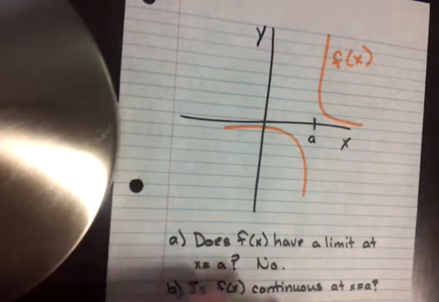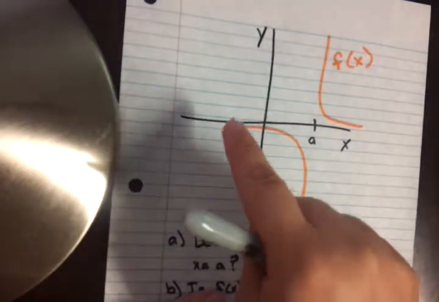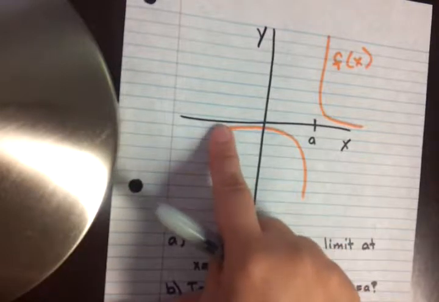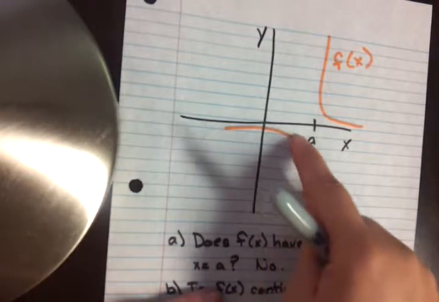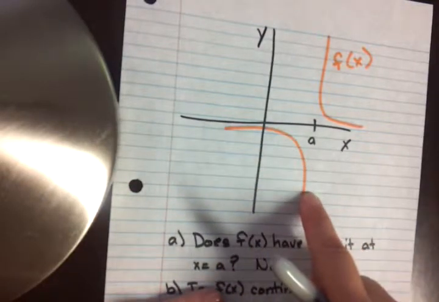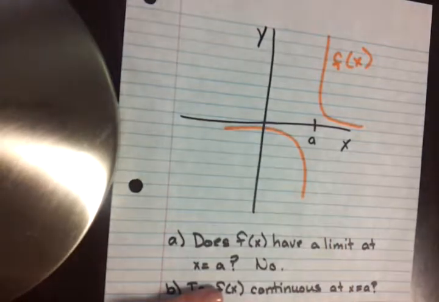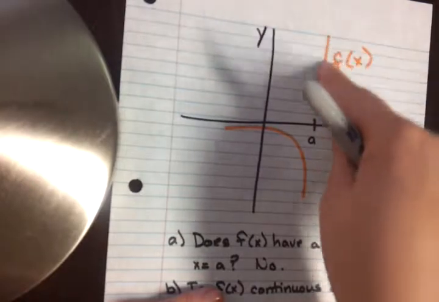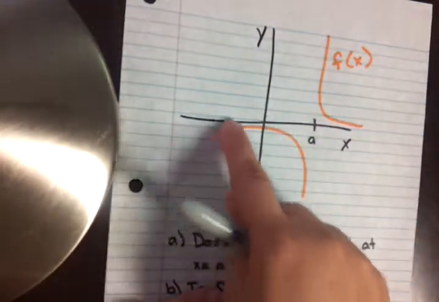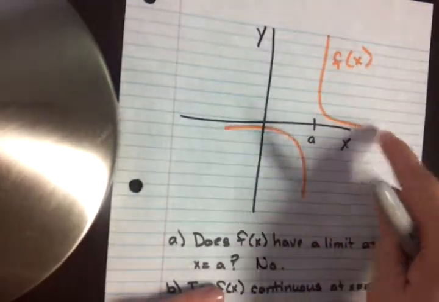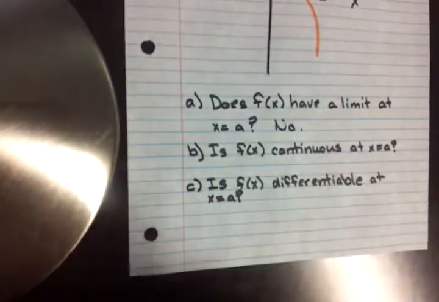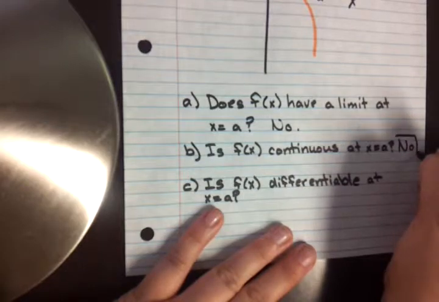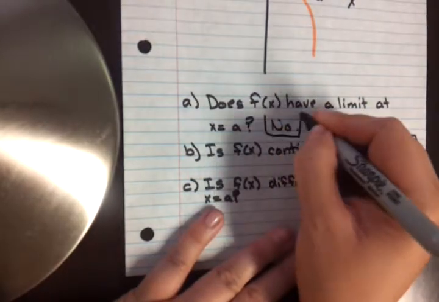The next question is part B: is f of x continuous at x equals a? Well, what was the continuity test that I taught you? Start with your finger on one side of the function and trace all the way over to the other side, and if you have to pick up your finger, the function is not continuous. I can't even trace to negative infinity here. I'd have to pick up my finger and start over at positive infinity and come back over there. So the function is not continuous at x equals a, and the answer for part B is no.